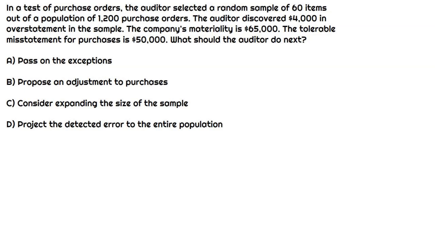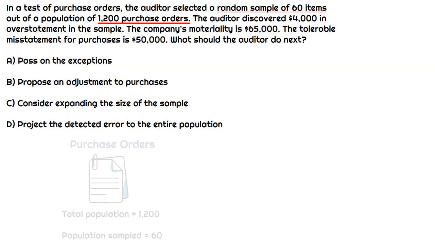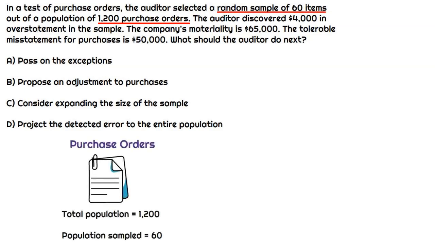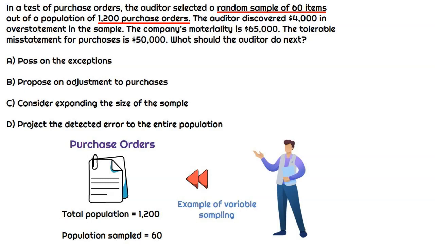So in this question, we're testing purchase orders. Now we can see that the total population is 1,200 purchase orders. Obviously, we're not going to test every single purchase order, so we selected 60 to test. So what we're doing here is doing sampling.